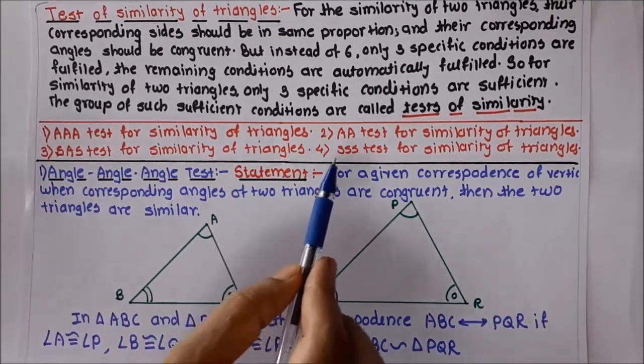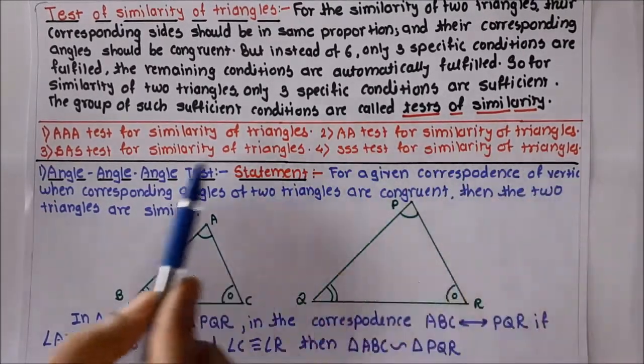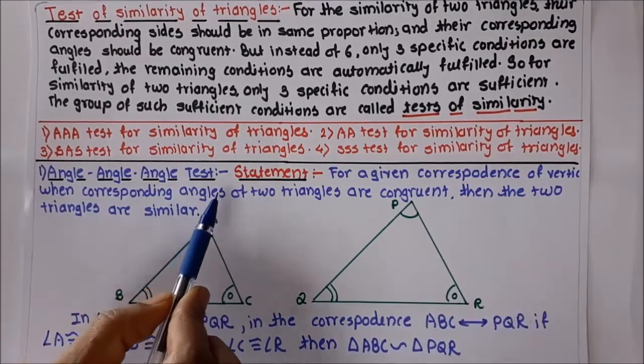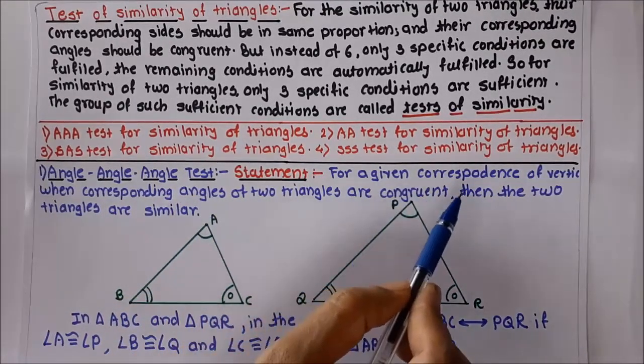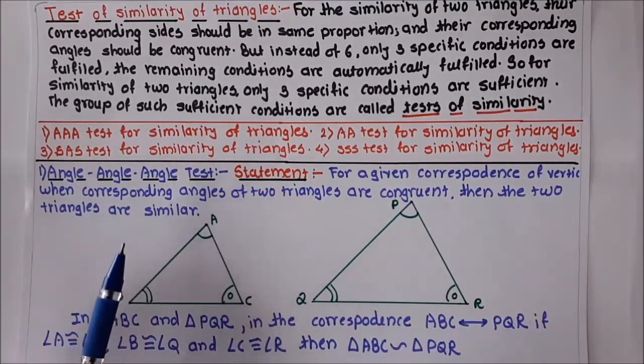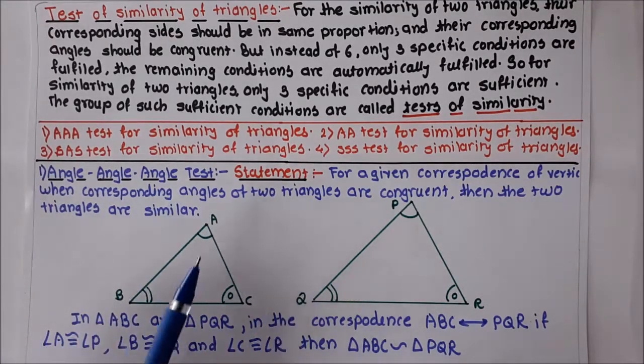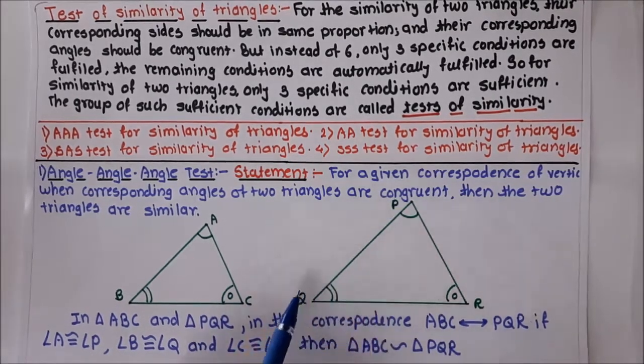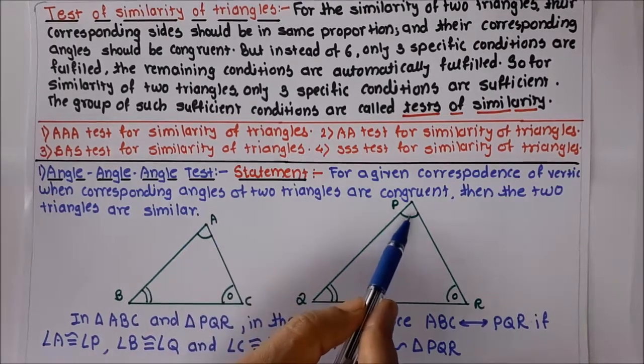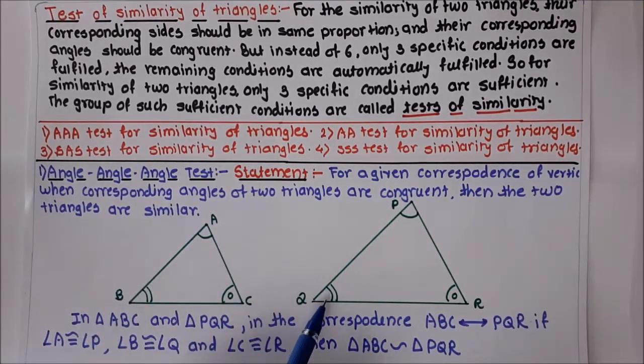Now statement: for a given correspondence of vertices, when corresponding angles of two triangles are congruent, then the two triangles are similar. Now for this I have taken two triangles once again, that is first one is triangle ABC and second one is triangle PQR. Its correspondence is ABC to PQR. If angle A is congruent with angle P, angle B is congruent with angle Q and angle C is congruent with angle R, then triangle ABC is similar to triangle PQR.